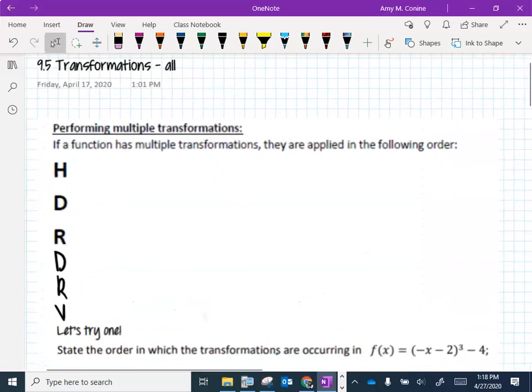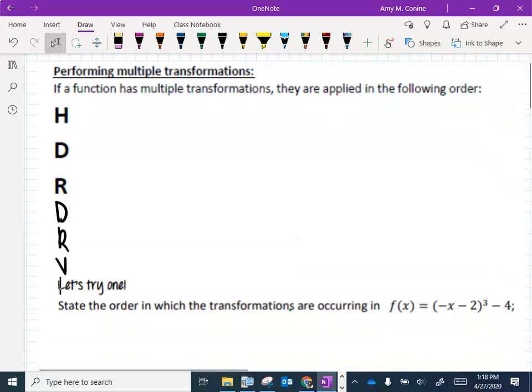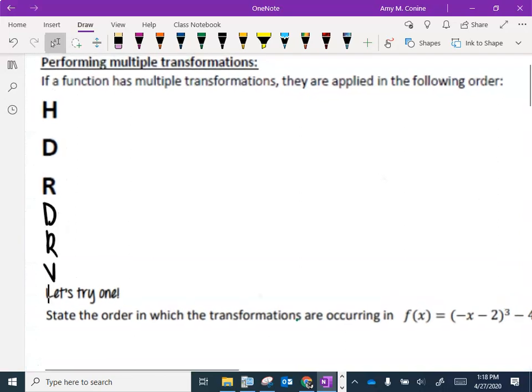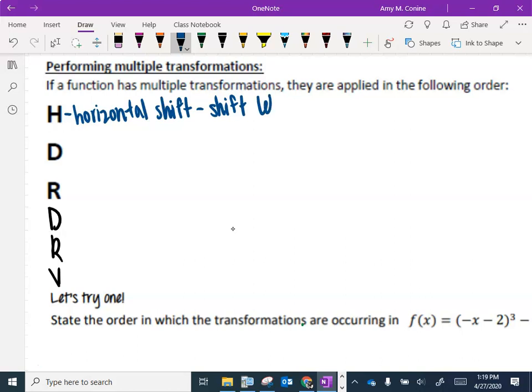Hey guys, so we've been doing transformations and by now you've done a bunch. So we're going to talk about all of them and we're going to do them in a certain order. So I have this list here and we're going to talk about how you're going to do these and what that looks like. So the first one you're going to do is your H value. That's your horizontal shift, and that's really what it's called, horizontal shift. And what we've been referencing it as is a shift left or right. Okay, so you're going to do that one first.